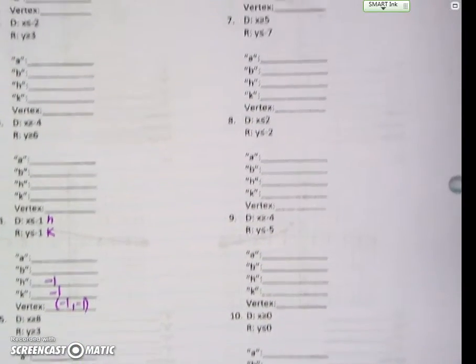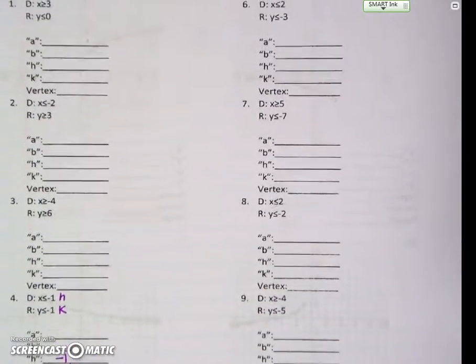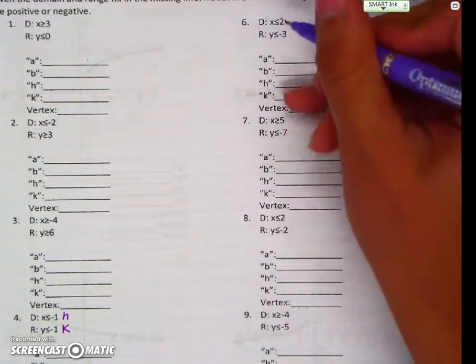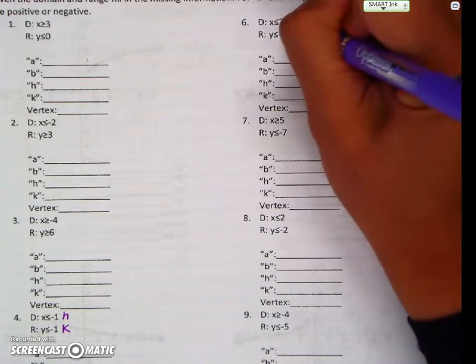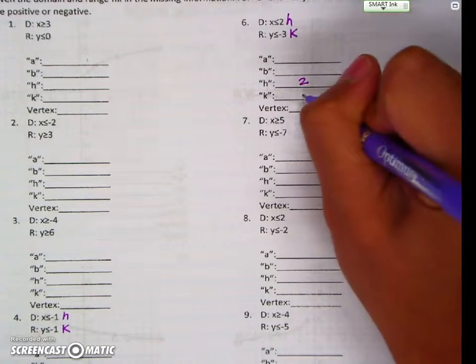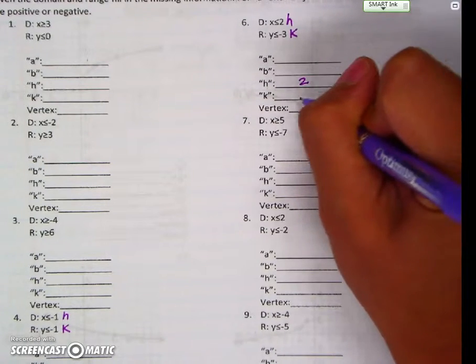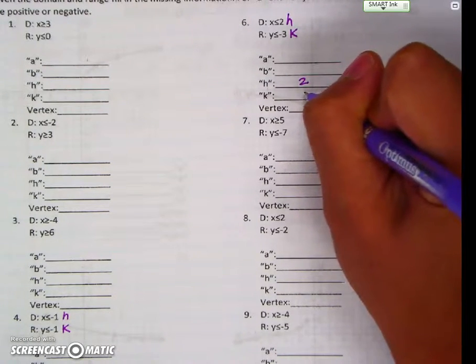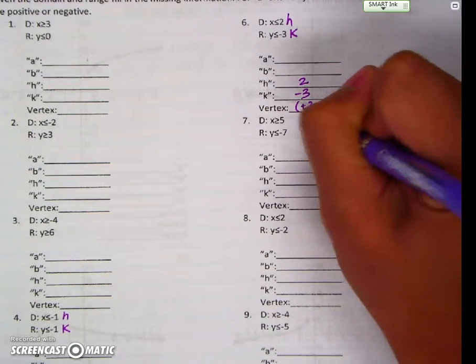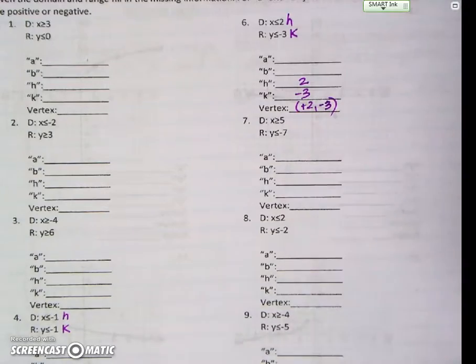Okay, so check your work. You are checking to see that you got those right answers. If you didn't do this, you should be filling in the answers now. Your domain and range gives you, again, your H and K. So my H is 2, and my K is -3. So my vertex is (2, -3).